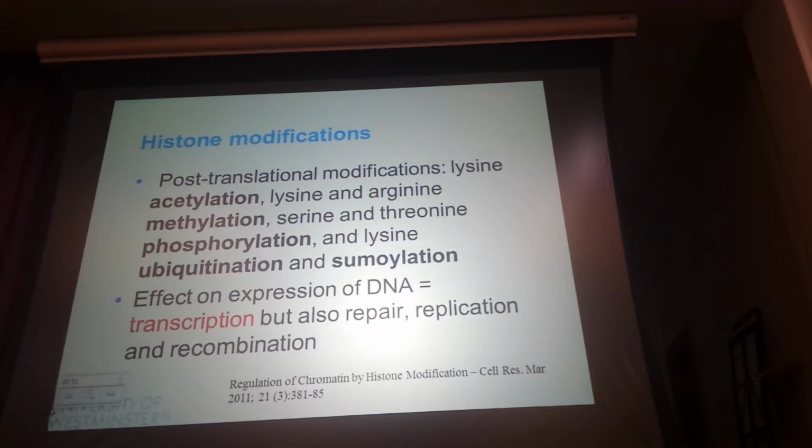So another type of modification that can happen at the epigenetic level is histone modification. And histone modification actually has an impact on post-translational modification. So it can be acetylation, or it can be methylation, so you have methylation of your promoter, or you have ubiquitination or sumoylation. And the effect on the expression of DNA is at the level of transcription, but you can also have an effect on repair, on replication, or on recombination.